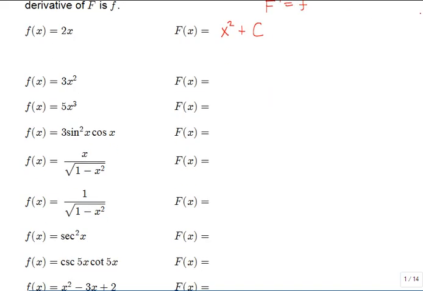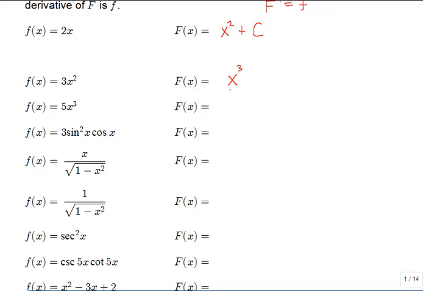So let's try to figure out a few more. So let's try to find a function whose derivative would be 3x squared. Well, your first thought should probably be that because we know derivatives, you bring down the power and you subtract 1 from the power, we probably are going to need to have a function that has a power that's 1 higher so that it turns into an x squared. So that means we're probably going to need to start with an x cubed.